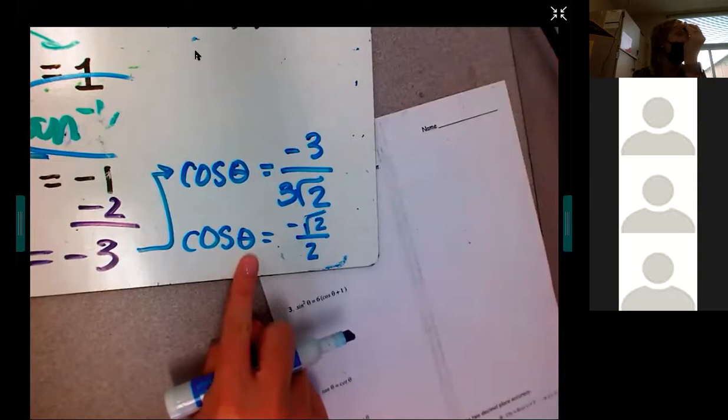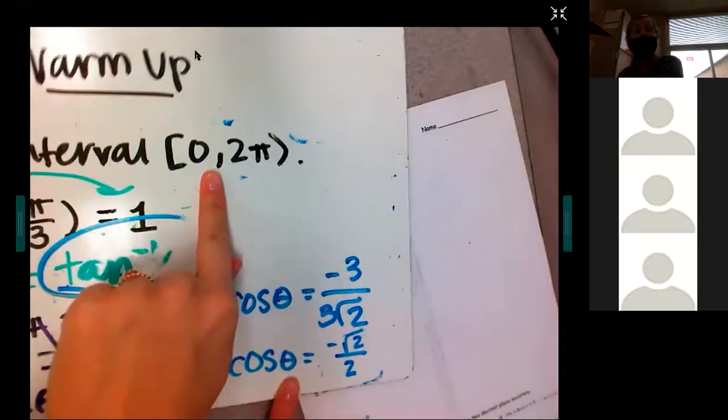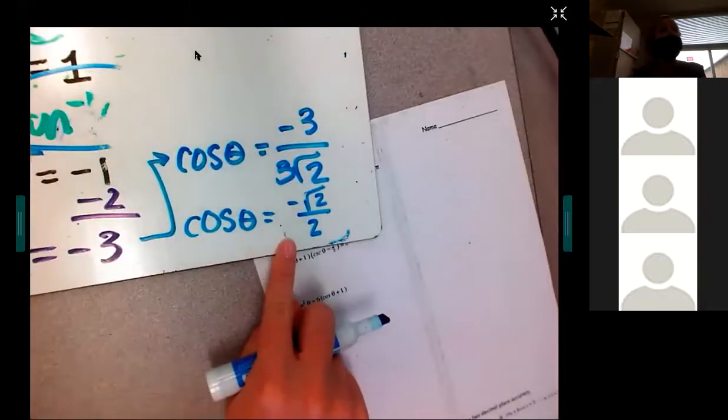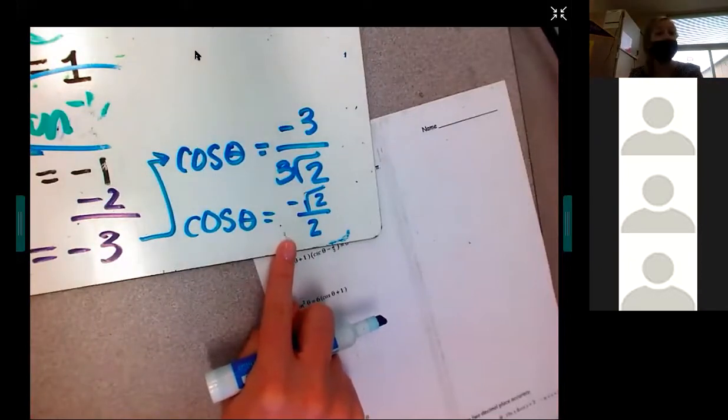I'm going to say it one more time because half of you aren't looking at me. I'm not taking the cosine at the beginning. I'm taking it at the end. So I want every single angle between 0 and 2 pi where the cosine is negative square root of 2 over 2. So let's think about it this way first.